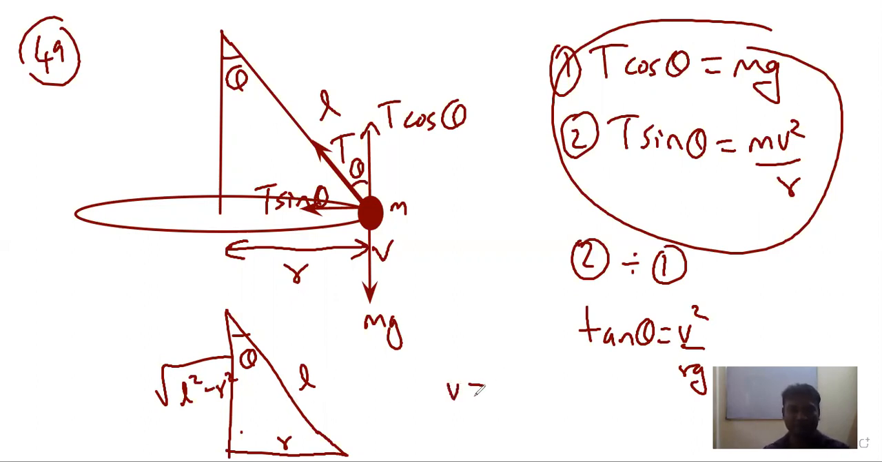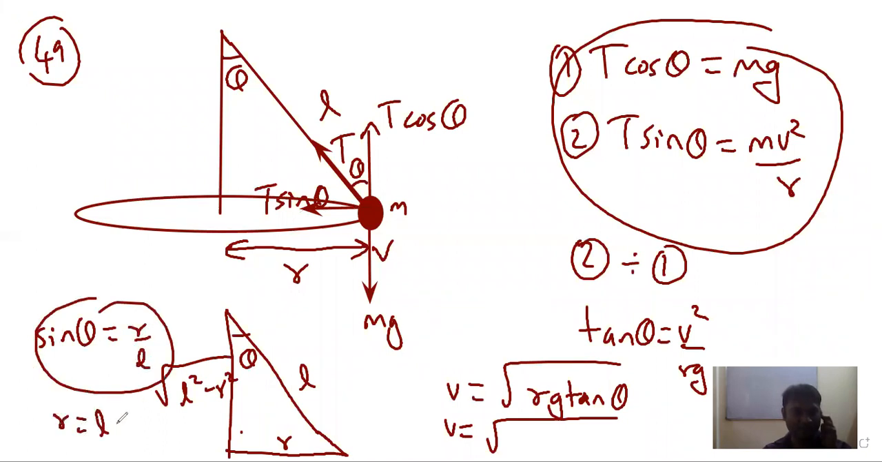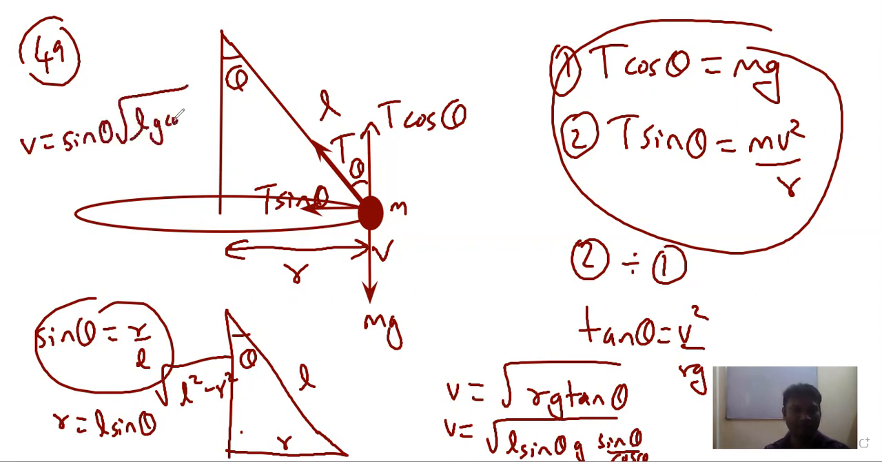We have to find velocity. So v is root of rg tan theta. r here I will substitute as L sin theta, because in this triangle, if I take sin theta, it is r upon L. So small r is L sin theta. So let me substitute L sin theta into g into tan theta, where tan theta is sin theta upon cos theta. So velocity will be root of sin theta into root of Lg cos theta.